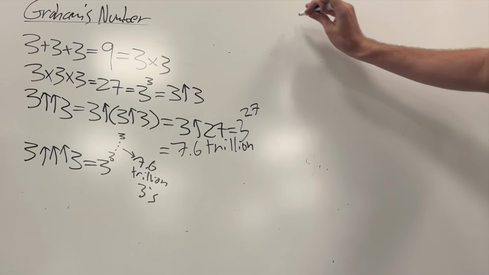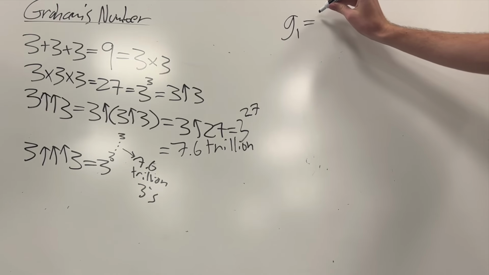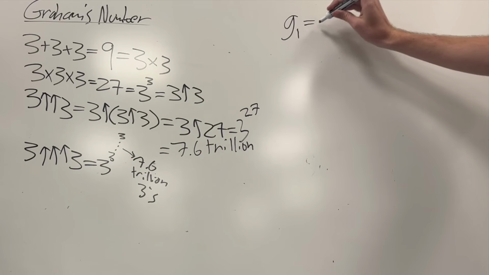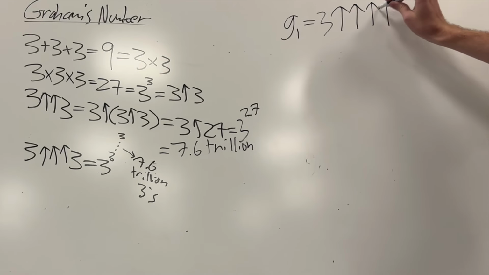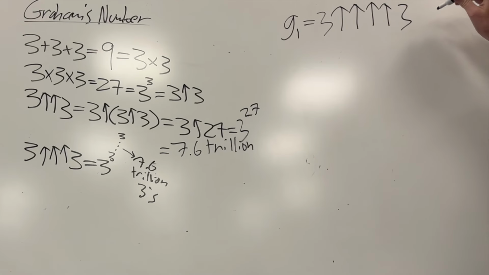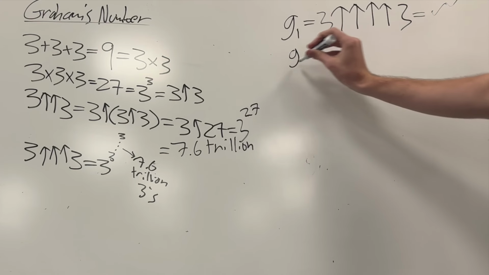And the way that we get to Graham's number is we first define G1, which we can say G1 is 3 arrow, arrow, arrow, arrow 3, which we already saw the last one with 3 arrows was gigantic. This is even more gigantic. You can't really even write it down. I'm just going to leave it like that. This is some inconceivably enormous number.